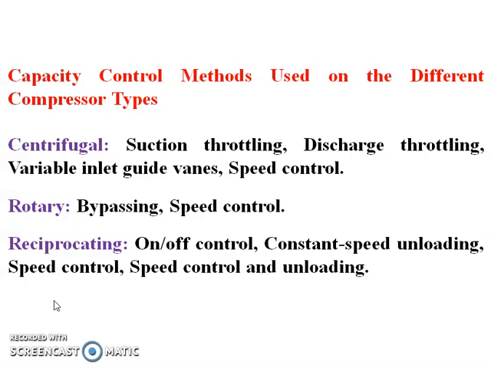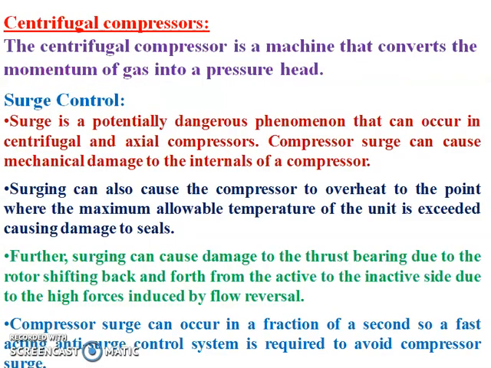Here we are not going to discuss all these methods in detail, but we will see the main or common methods used in the industry. Those methods only we are going to discuss. For example, if it is a centrifugal compressor, then anti-surge control is the important control. That control we are going to discuss here. So next we will see the control methods in the centrifugal compressor.